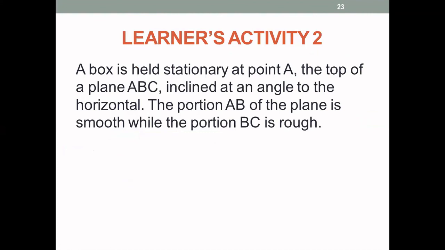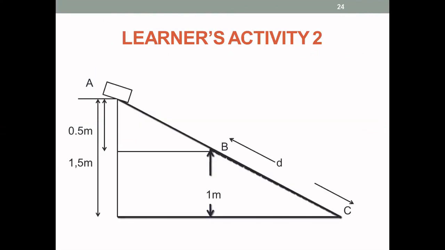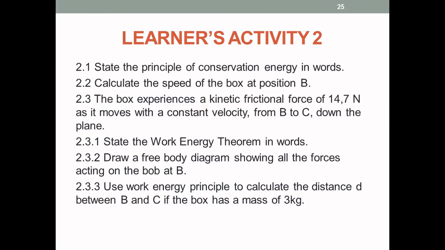Learners' activity number 2. A box is held stationary at point A, which is the top of a plane ABC inclined at an angle to the horizontal. The portion AB of the plane is smooth, while the portion BC is rough. You can see there, AB is smooth and BC is rough. 2.1, state the principle of conservation of energy in words. 2.2, calculate the speed of the box at point B. 2.3, the box experiences a kinetic frictional force of 14.7 newtons as it moves with a constant velocity from B to C down the plane.